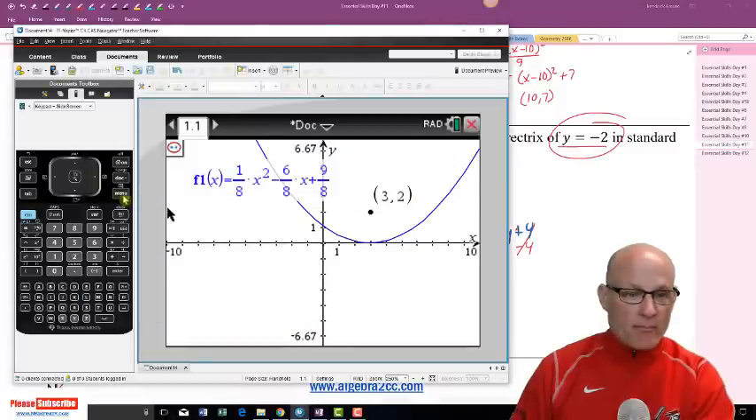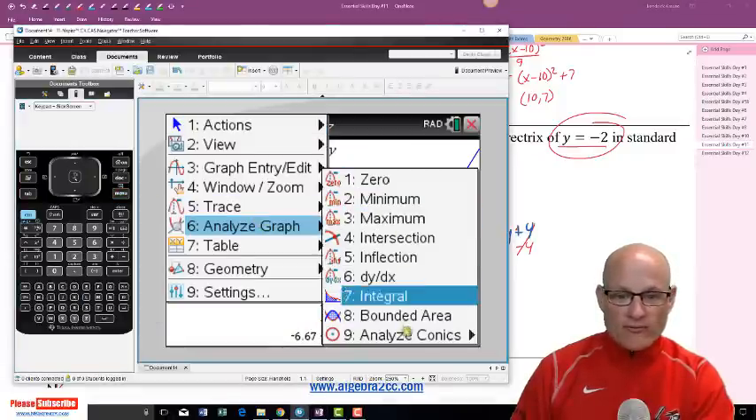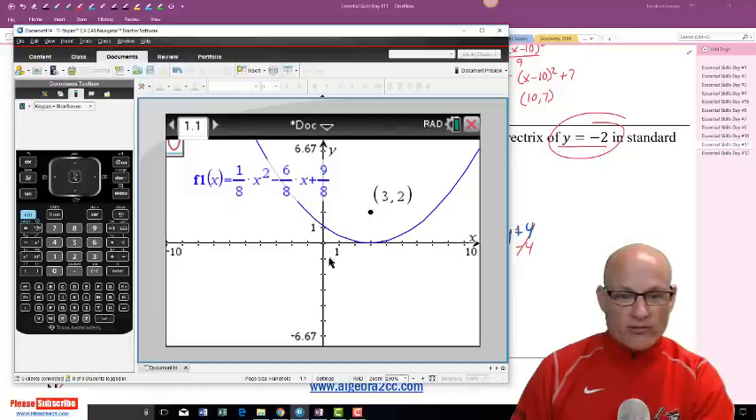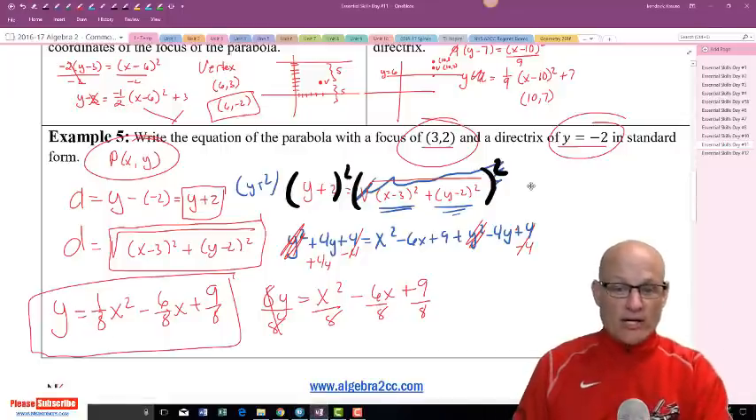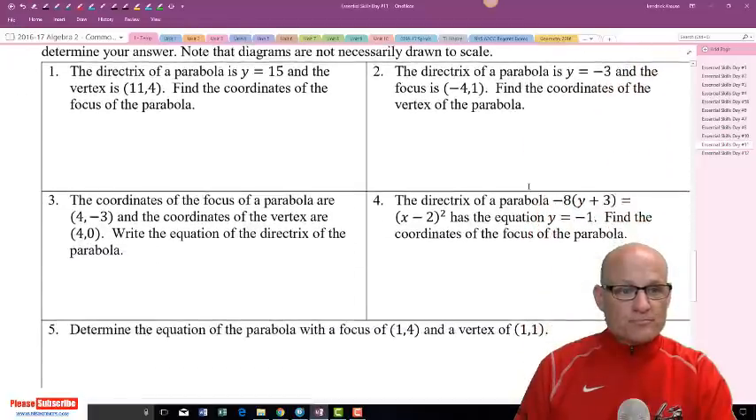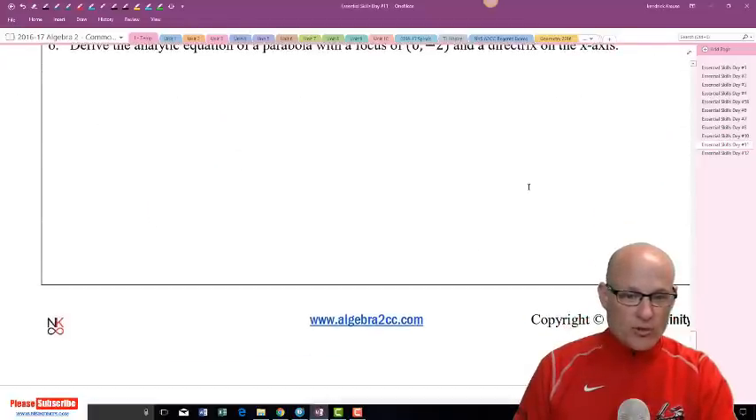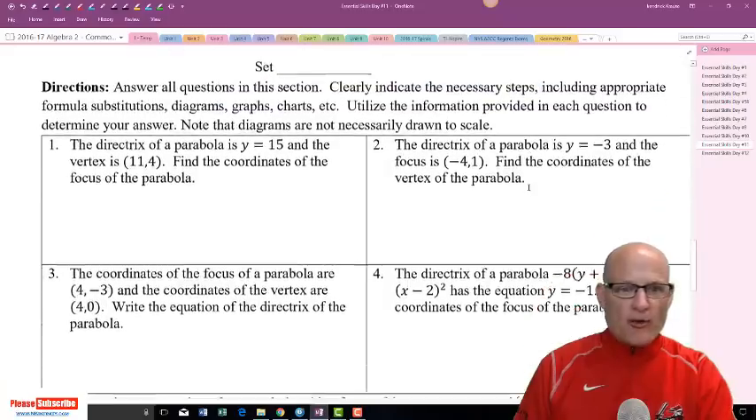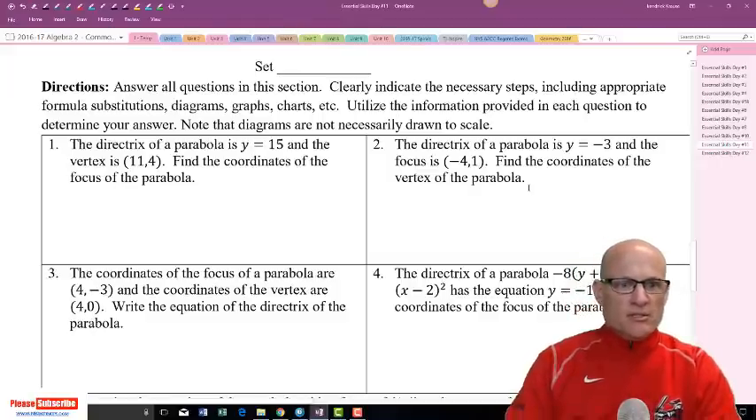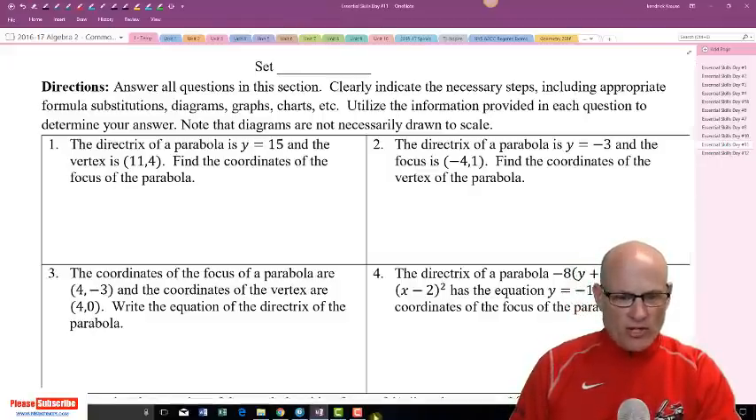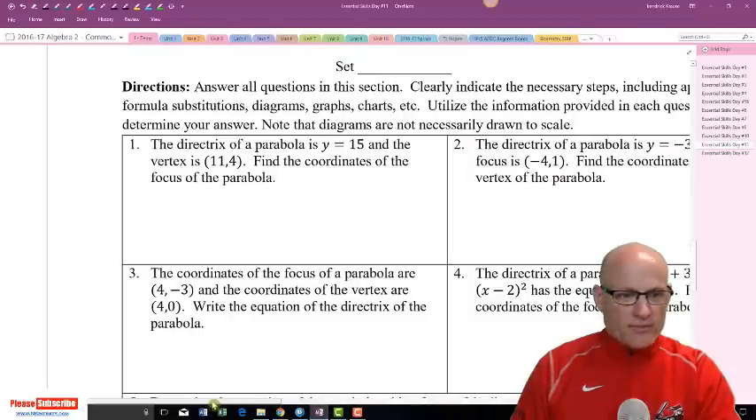Now I want the same thing. Menu, Analyze Graph, Analyze Conics, Directrix. Click on it. The directrix is y equals negative 2. Yep, I know I got it right. So I guess this is your practice. You should be practicing these and trying these on your own. I just don't like the fact that I didn't give you enough room on these. So I might do it over here.